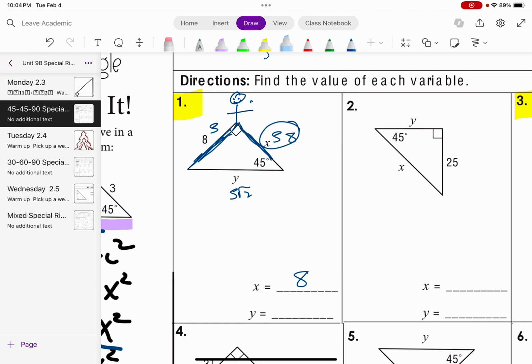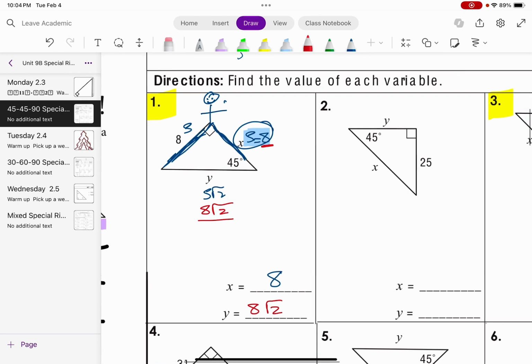Since we already have that s is equal to 8, we're just going to replace that letter s with 8 over here, and then square root of 2. That's going to be the value of y, so it'll be 8 square root of 2. That's all you're doing. There's no trick to it. All you really need to know is where the legs are located, and by legs, I mean the ones closest to the 90 degrees.